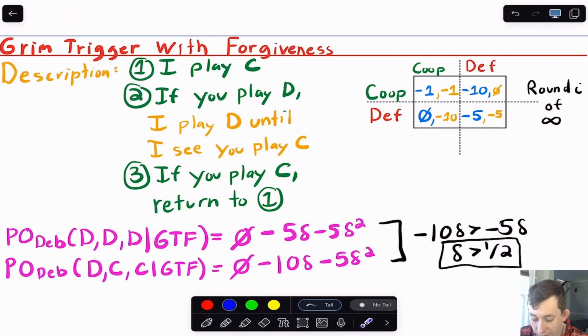Is Grim Trigger with forgiveness a subgame perfect Nash equilibrium? What conditions do you need for that to be true? You would solve this and you would say it is if delta is greater than 1/2 for both Bill and Deb, because again, it's a symmetric game.